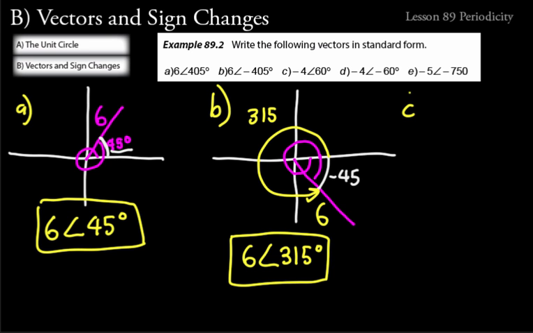C, negative 4 angle 60 degrees. So again, let's draw our XY axis first and locate the angle first. So that's just a 60 degree angle, so we just go up counterclockwise. We'll say that's 60 degrees right there.